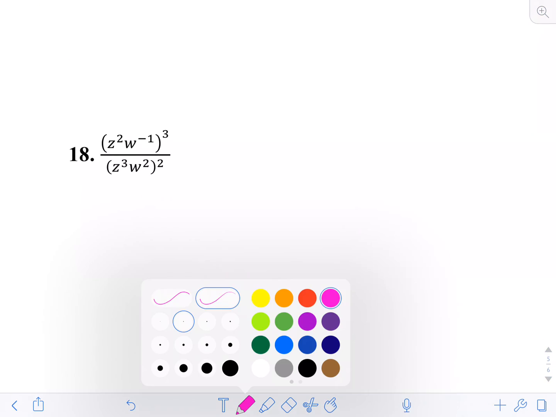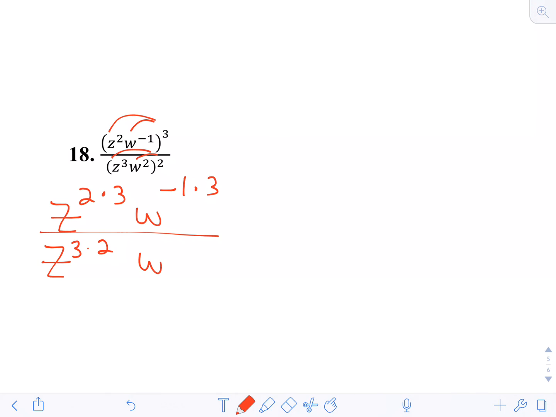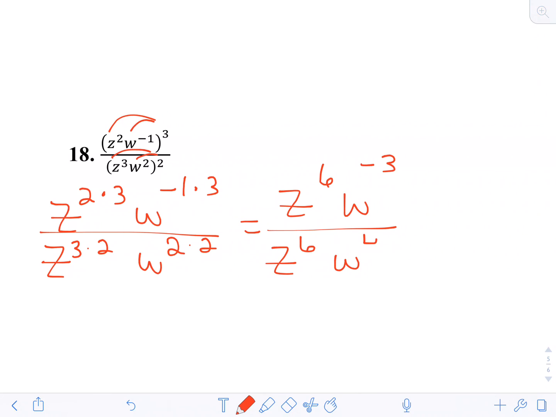Okay, 18. So here we're going to go ahead and distribute this 3 to everything inside and the 2 to everything inside. So you have z power to the power, you multiply. W power to the power, you multiply. Denominator, z power to the power, you multiply. W power to the power, you multiply. So that gives us 2 times 3 is 6. Negative 1 times 3 is negative 3. Z, 3 times 2 is 6. And W, 2 times 2 is 4.